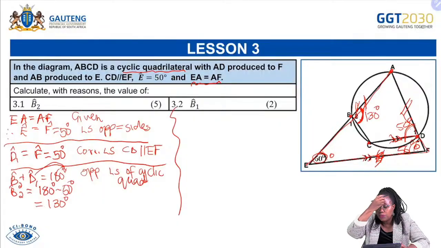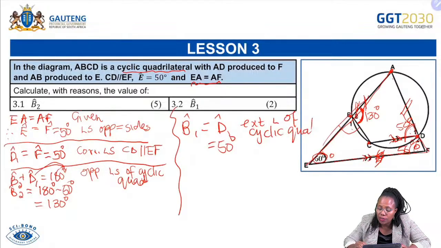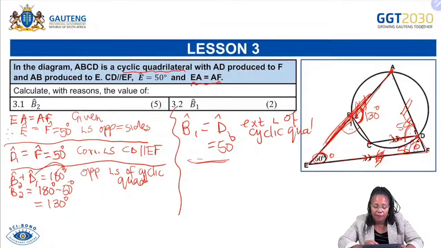And then calculate B1. B1 is the angle outside there. Remember, exterior: you come in, you pass, and then the next angle will be the interior angle. So angle B1 is equal to angle D1 because it is the exterior angle of a cyclic quad. So this is equal to 50 degrees. Or you can use angles on a straight line: B1 plus B2 is equal to 180, 180 minus 130. Then you'll still get 50 degrees. That's the value and the reason there.